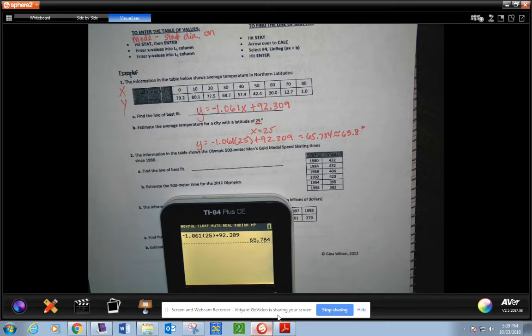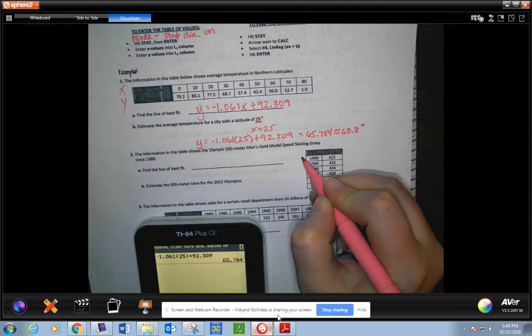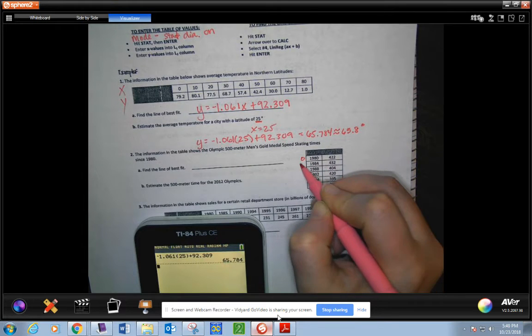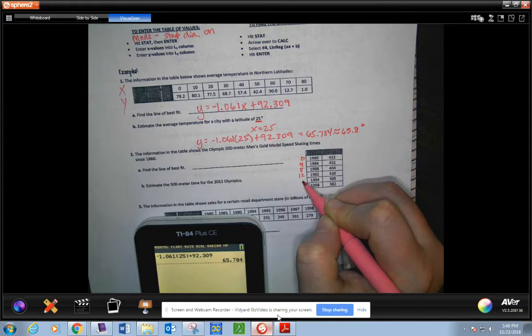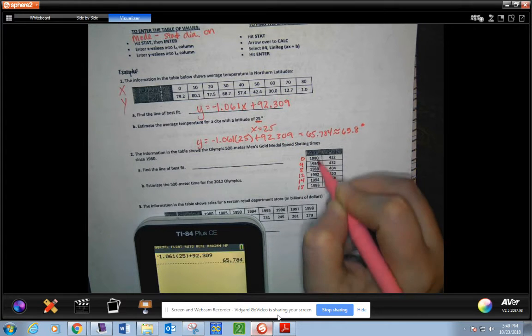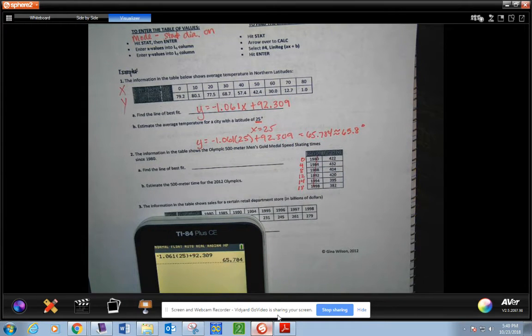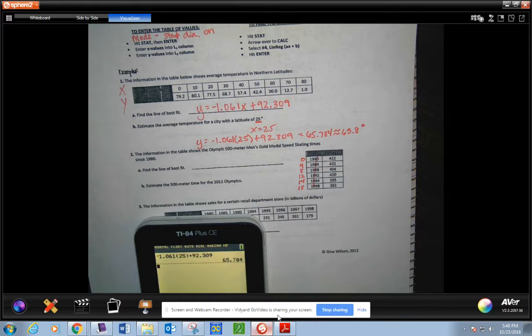When you're talking about years, there's two ways you can do it. The information in the table shows the Olympic 500-meter men's gold medal speed skating time since 1980. Since 1980 is the start, that's my year 0. 84 is plus 4 years. 88 is 8 years. 92 is 12 years. 14 years for 94 and 18 years for 98. That way you don't have to put in many big numbers. You can just start your first year at 0 and then however many it adds.